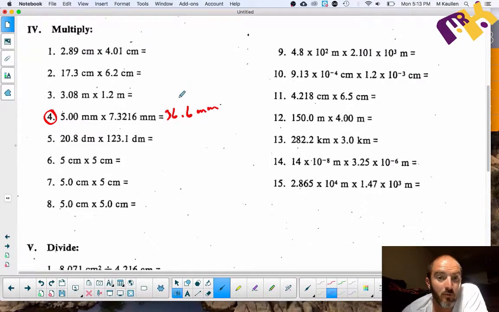All right, and then also remember that whatever we do to the numbers, we also do to the units. So this will actually be millimeters squared because we're multiplying one dimension by another. All right, and let's hop to number 6. Number 6, we're taking 5 centimeters multiplied by 5 centimeters. We know that the answer is going to be, without using a calculator, 25. That'll be centimeters squared. But we have a problem. Each of these numbers only has 1 sig fig. So this number can only also have 1 sig fig.